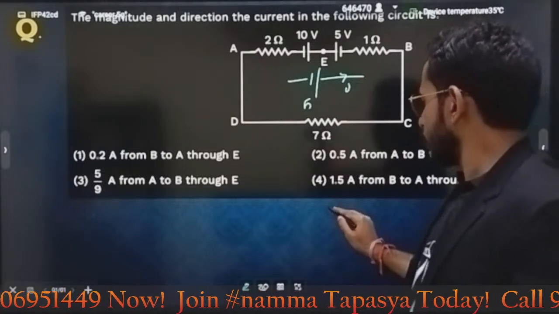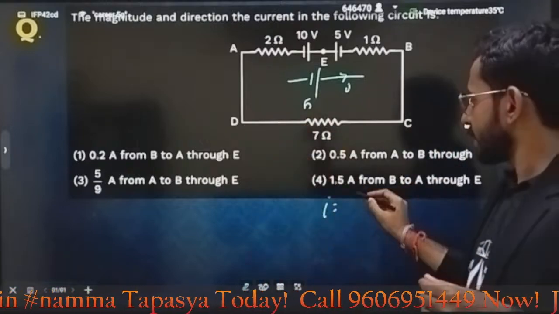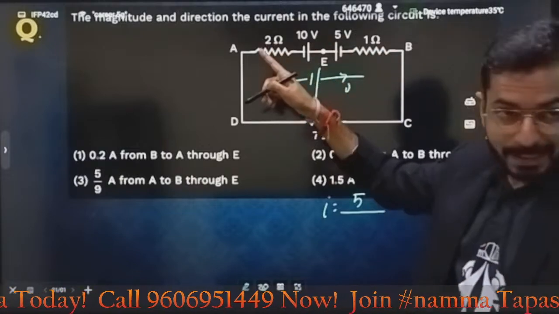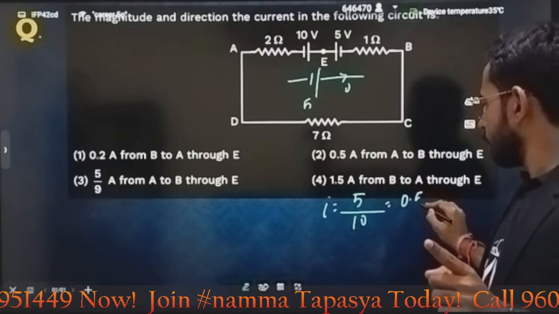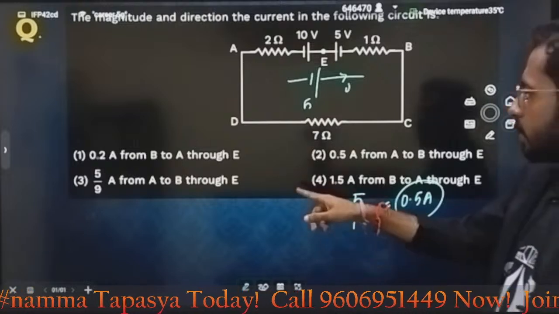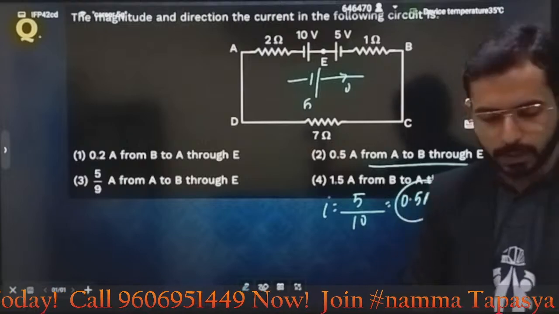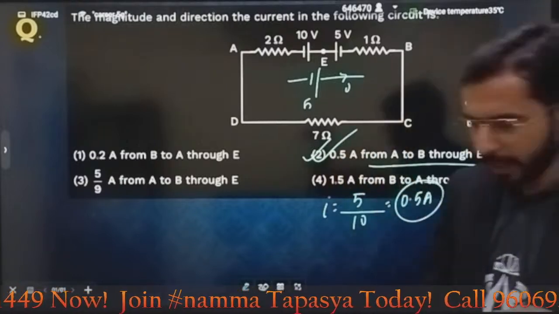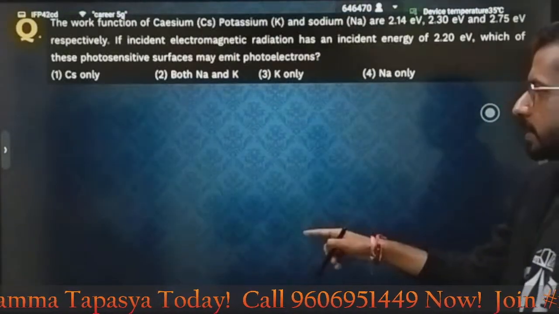Now what is the magnitude of current? If I have to ask you, what is the effective battery EMF? What I can say, 5. What is the effective resistance? 7 plus 1, that is 8, plus 2, that is 10. 10. That means what I can say, it will be how much? 0.5 ampere. 0.5 ampere from where to where? Only one option is correct, from A to B. Which option is coming correct? Option 2. Any doubt? Clear? If still any doubt is remaining, please ask me, don't hesitate.